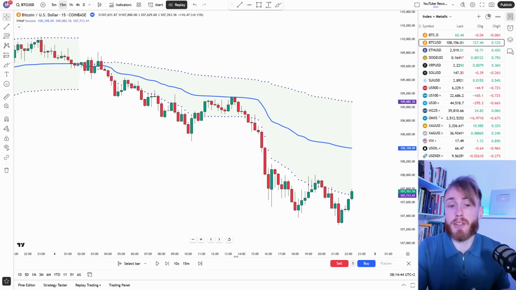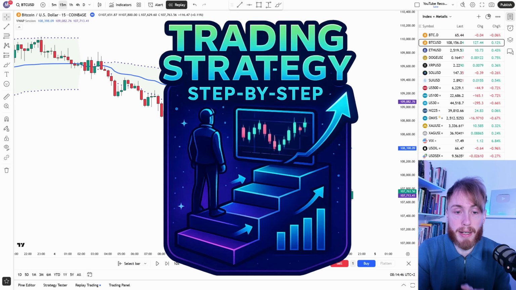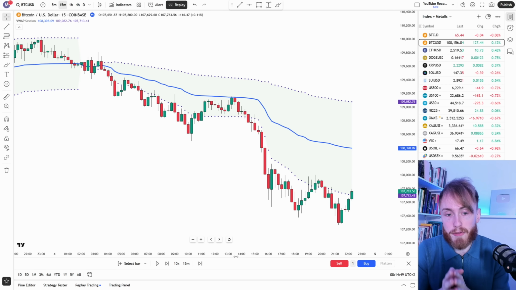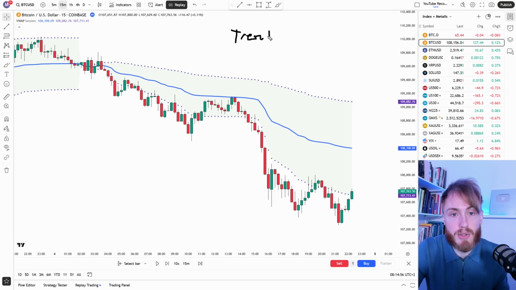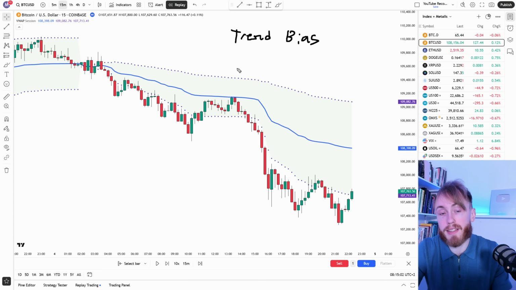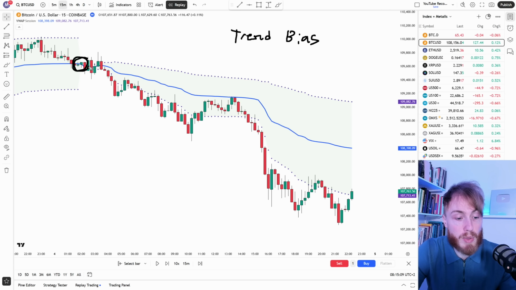So now let's take a look at a trading strategy step by step. And remember from earlier in the video, we are looking at two trading strategies. First of all, we're looking at trend bias. So if the price is below the VWAP, we're looking for short trades. And if the price is above the VWAP, we're looking for long trades. Here, you can see that right here was when the day started for Bitcoin. And you can first of all see that the previous VWAP gets reset at this point.